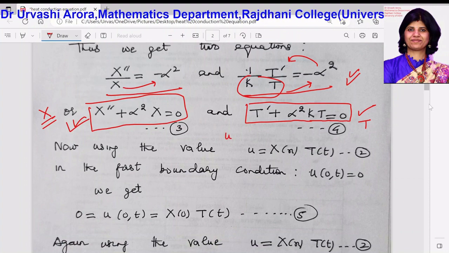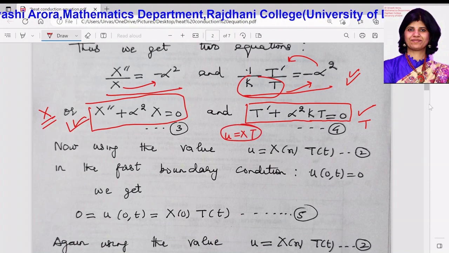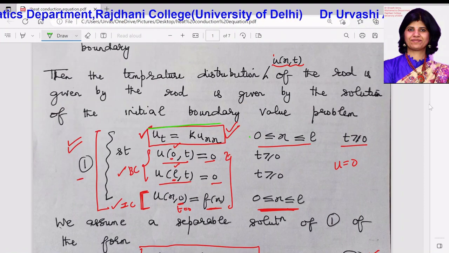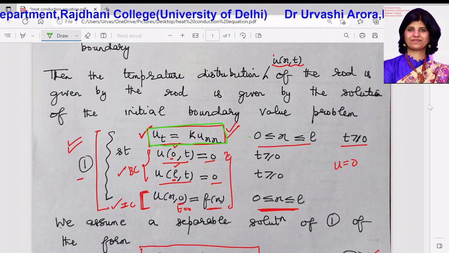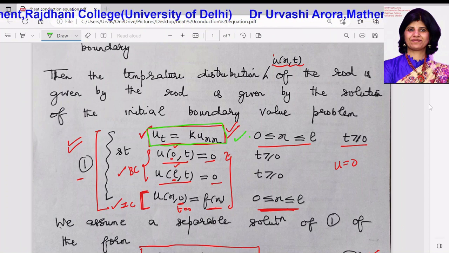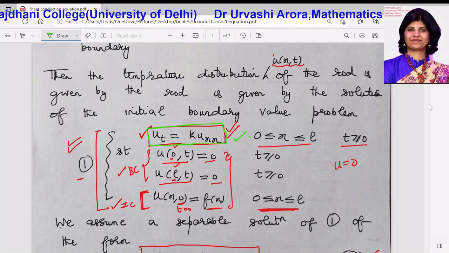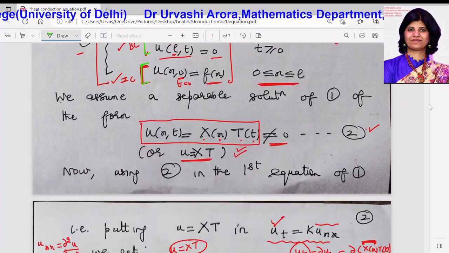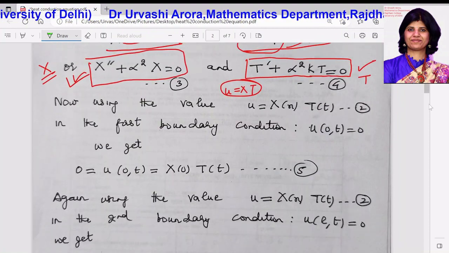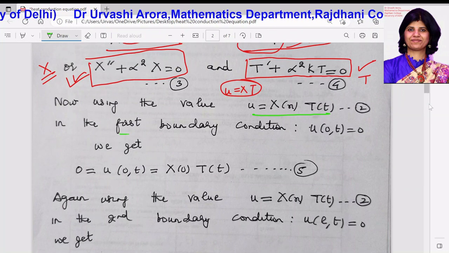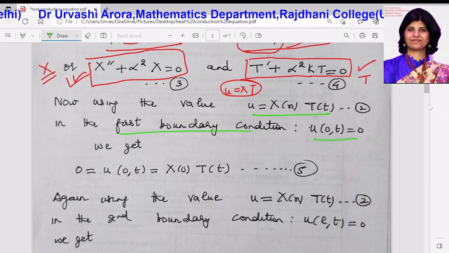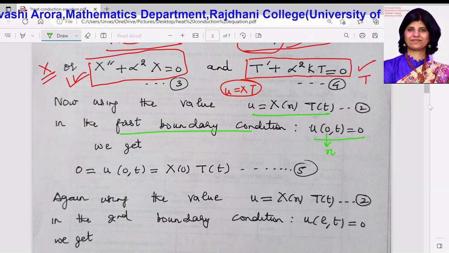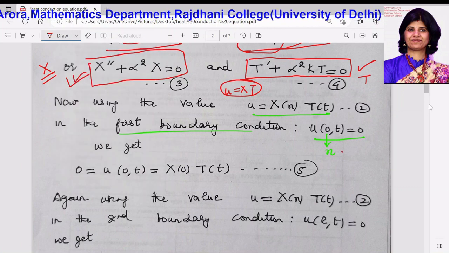So now the transformation that we have made is u is equal to XT, and this value has been used so far only in the first equation. This particular equation is the first equation, and we have used the value of u is equal to XT in this equation. And now let me use the value of u is equal to XT in the rest of the equations. These are two boundary conditions, and this is the initial condition. So I just use the value u is equal to X(x) into T(t) in the first boundary condition. The first boundary condition is u(0,t) is equal to 0. So this means that the value of small x has to be put equal to 0 wherever it occurs.